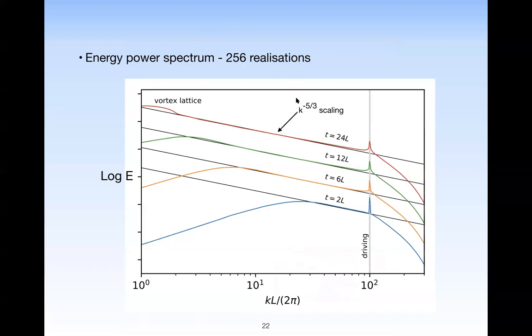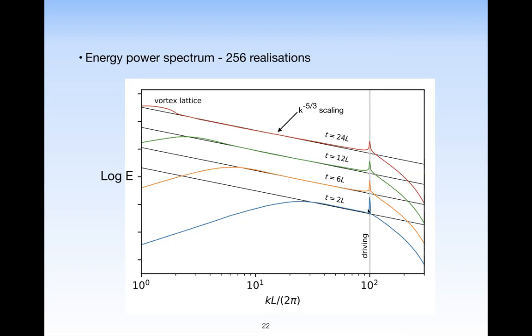We constructed 256 such realizations, and this is what we ended up with. This is, once again, the kinetic energy power spectrum in momentum space on a log-log scale. And here I have four time slices, very early times, then later and later and even later. And this here is the position where the driving takes place. And the black lines are the Kolmogorov prediction, k to the -5/3. Here, just simply ignore the normalization, it is just arbitrary for illustration purposes.